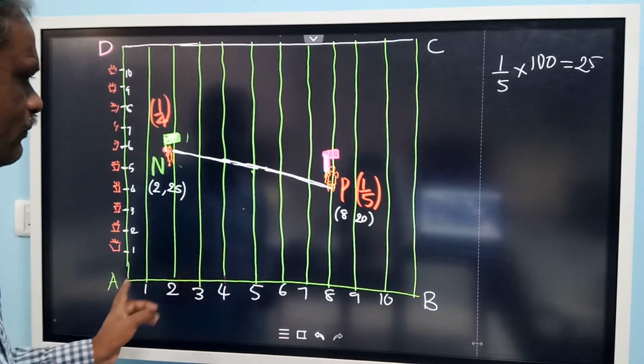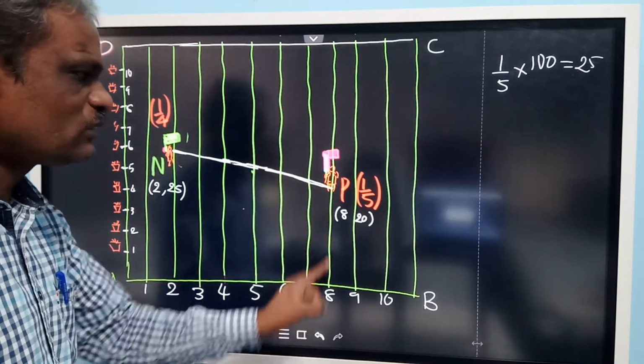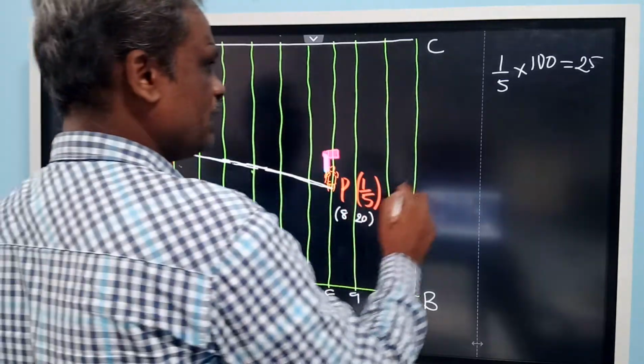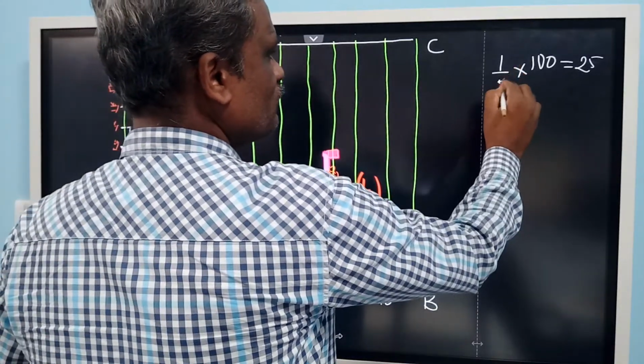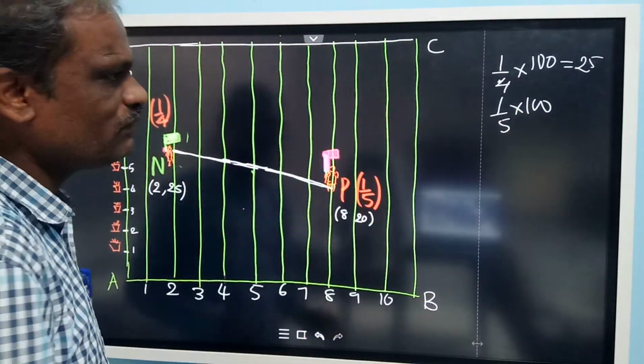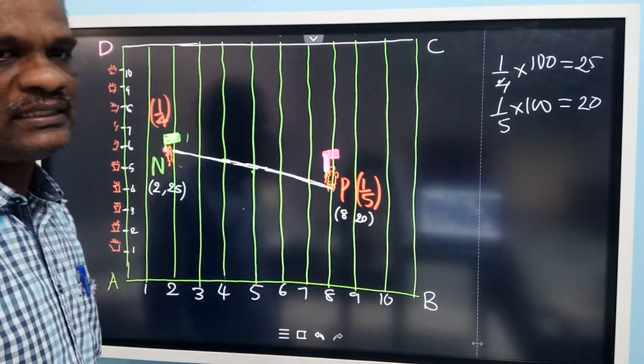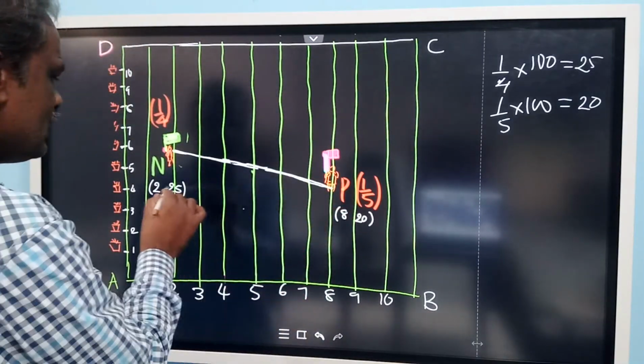In the same way, Preet is running in the 8th track. So 8th line, so the x coordinate is 8. Then the y coordinate: 1/5 of 100 is 20. Okay, so the y coordinate is 20. So we got the coordinates.